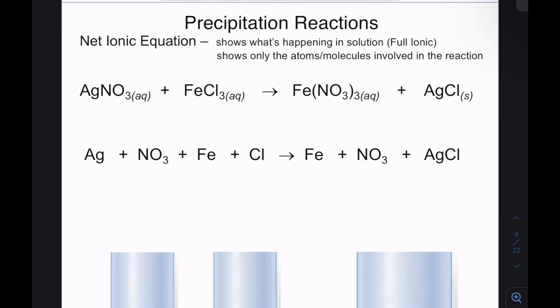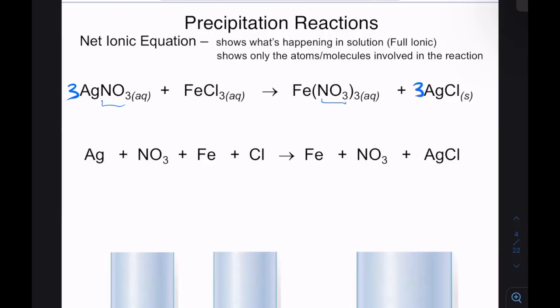Well, let's just practice balancing real quick. Remember, you keep your polyatomic ions as polyatomic ions. So we have 3 nitrates over here and only 1 nitrate over here. So I can balance the nitrates with the coefficient 3. That gives me 3 silver cations on the left, so it will give us 3 on the right.